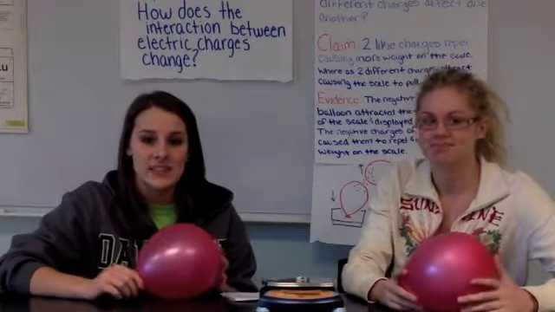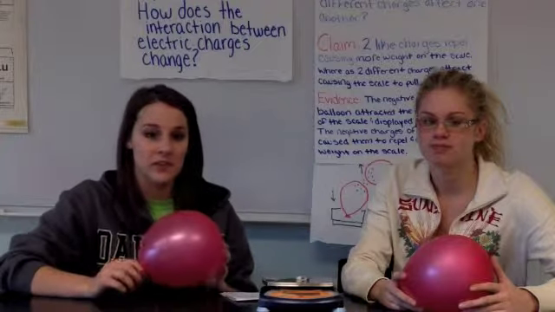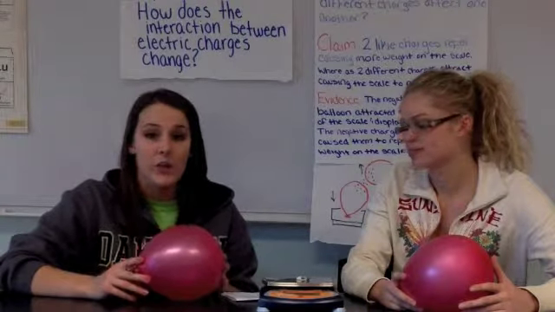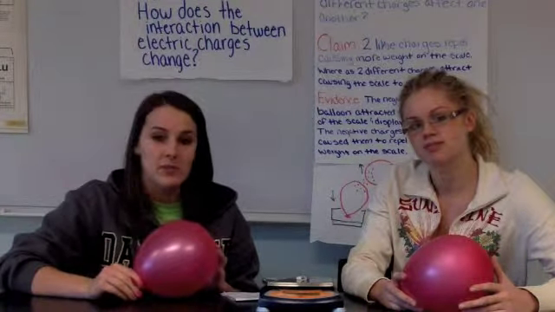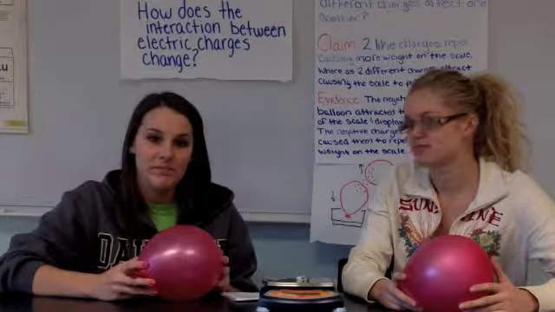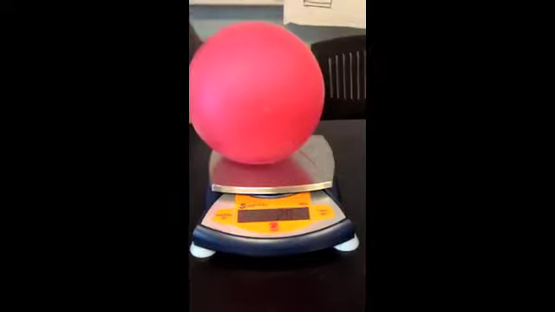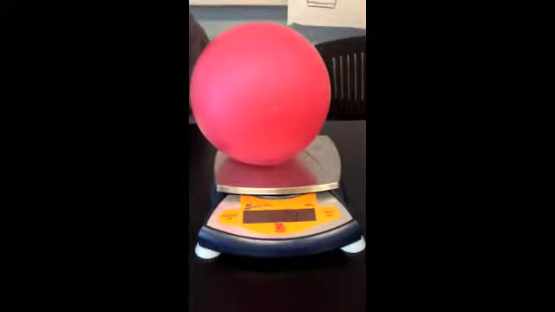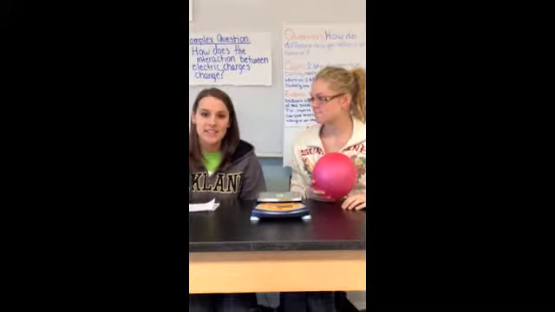And now we're going to test the like charges. In order to do this, we are going to use two balloons and a scale. We claimed that when weighed, the two like charges will repel and cause a positive weight on the scale. The constant weight of one balloon is 2.9. To create a negative charge on both balloons, we will rub them on our heads for 10 seconds.